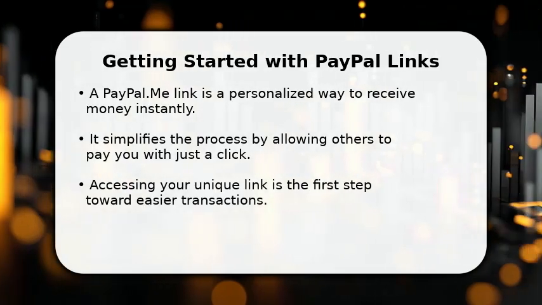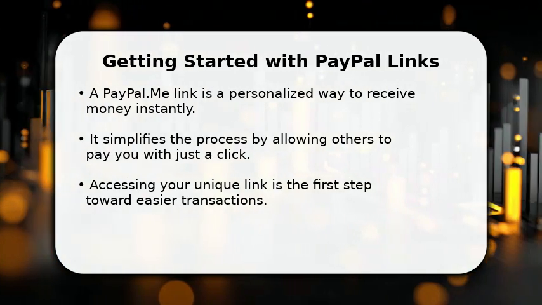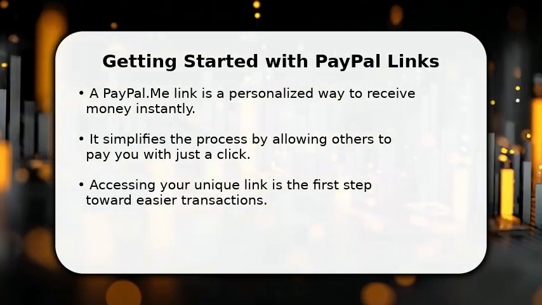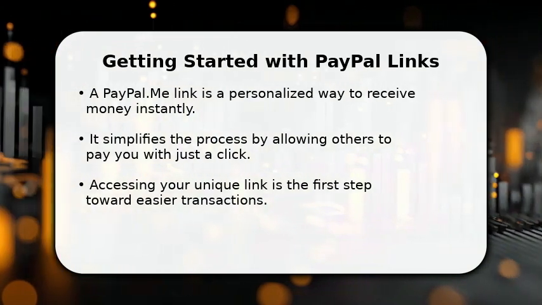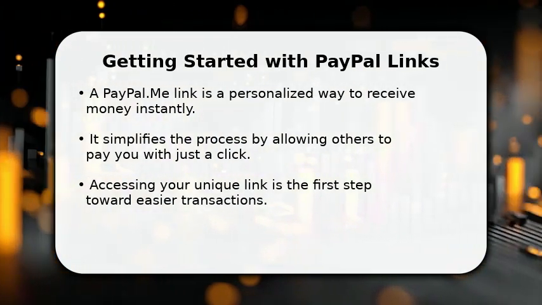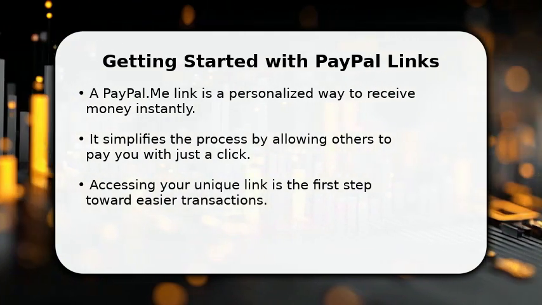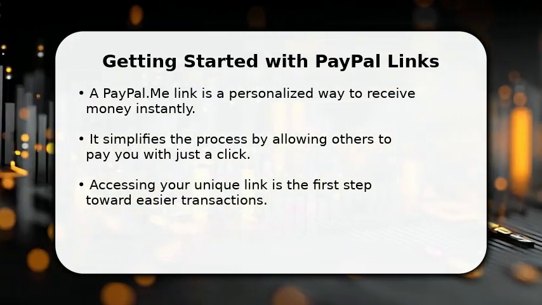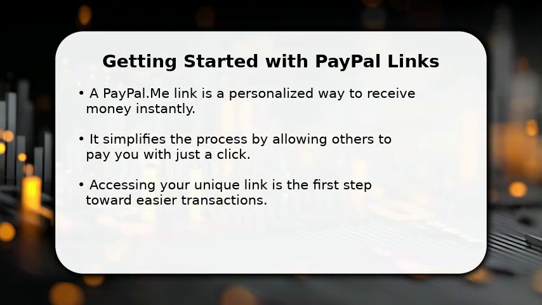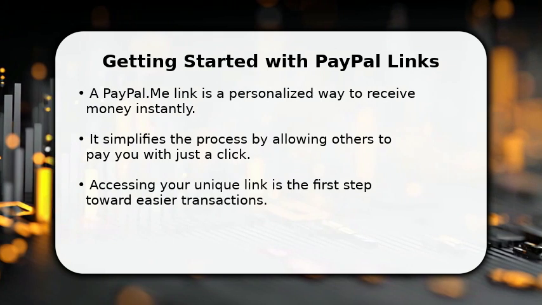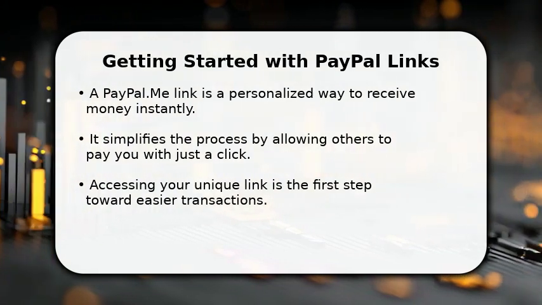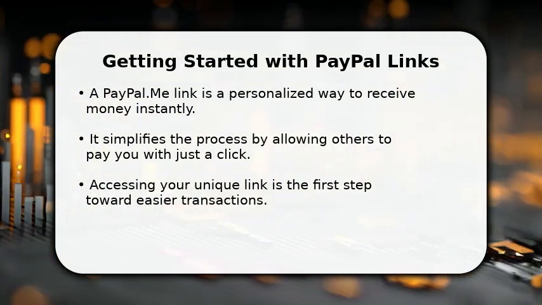In this video, I will explain how to send a PayPal link to receive money. First, log into your PayPal account on a computer or through the mobile application. Navigate to the Request tab, which is often found at the top or bottom of your screen. Look for the Share Your PayPal Me Link option to begin creating or accessing your personalized link. This link makes receiving payments incredibly simple and fast for everyone involved.